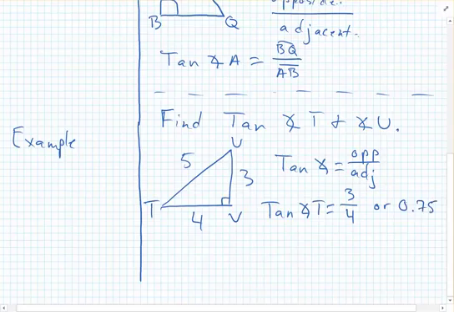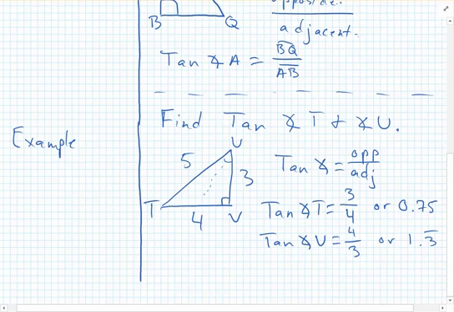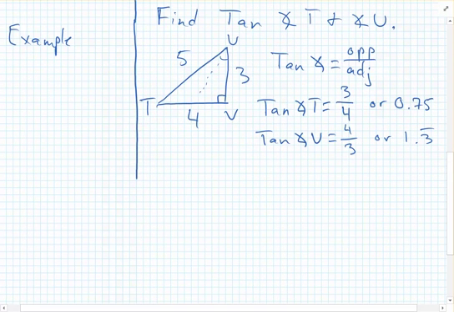Now all we need to do is find the tangent of U. Tangent angle U is going to be opposite over adjacent. So from U, it's the opposite, 4 over the adjacent leg of 3. 4/3 or 1.3 repeating. That was pretty easy. So the natural extension, or the reason that we want to know about tangent and how to use tangent, is that you can use tangent to find side lengths.